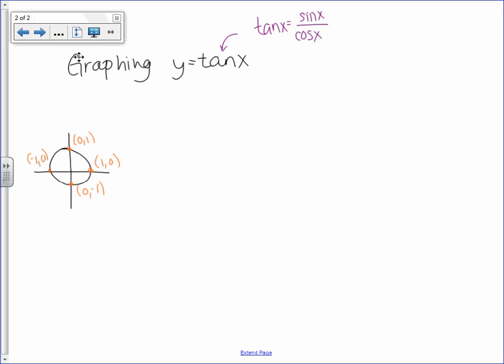Now, I'm just going to go ahead and throw up a graph. Trying to figure out the best way to size this. So, here's my y-axis. Here's my x-axis. Make that bigger. Hold on. It's been a while since I made you guys a video.